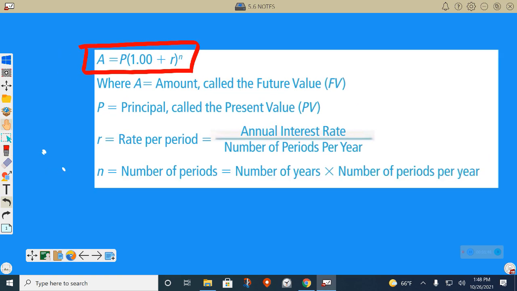Now, what do all these variables mean? What does A mean? Well, it's right here. What does P mean? Copy that down. What does the R mean? Copy that down. And what does the N mean? Copy that down. Nice and clear. You're going to be using this for the next few days, for sure. Without a doubt.